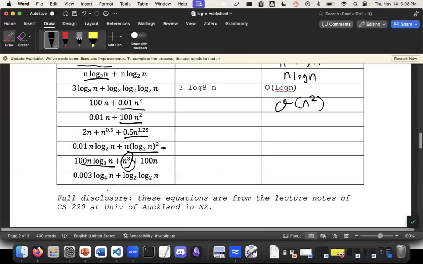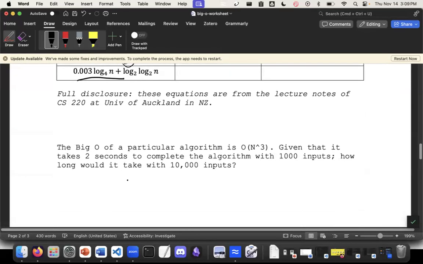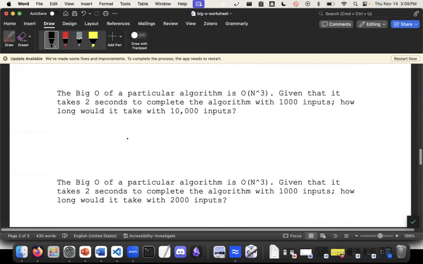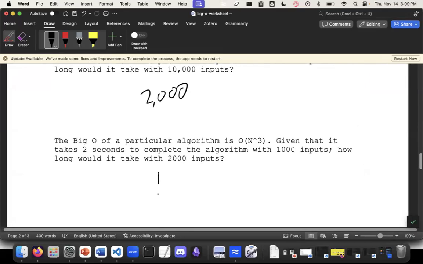Okay, what about the last one? Okay, which one's bigger? Log 4. Great job. Okay, 2 questions left, 1 minute left. What about the second one? 16. 16. Cool.